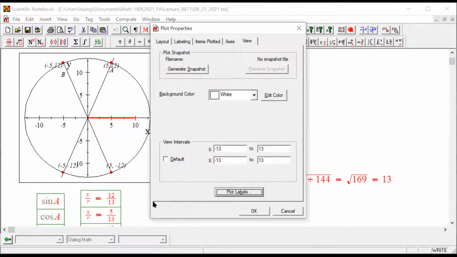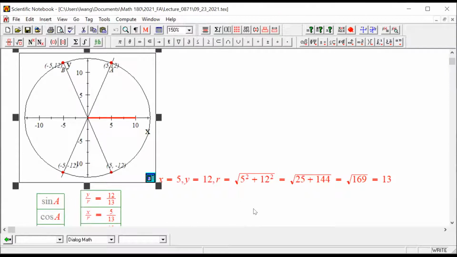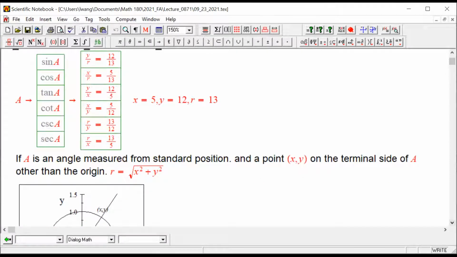Are you guys working on that? Anybody want to go to the breakout room? You know what to do, right? For B, so now you're working on the B. X is negative, Y is 12.